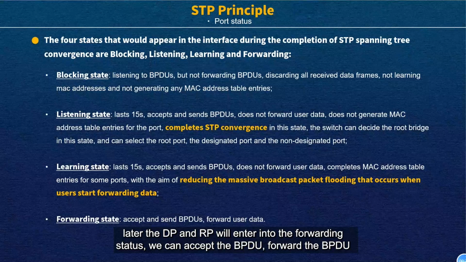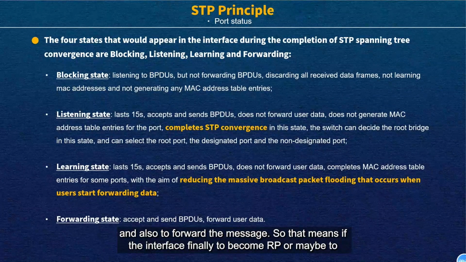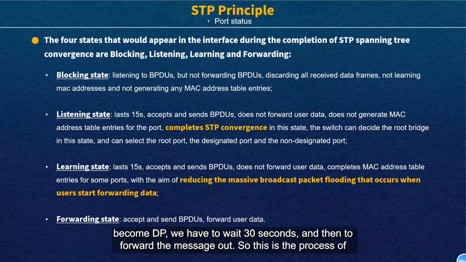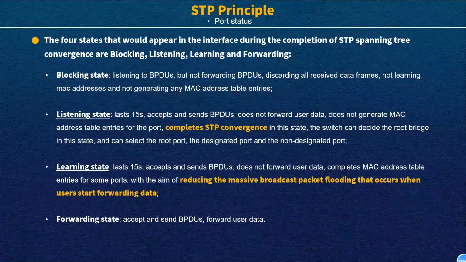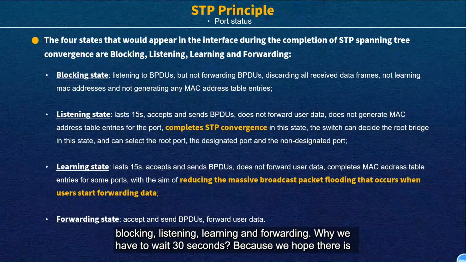And later, the DP and RP will enter the forwarding state. We can accept the BPDU, forward the BPDU, and also forward the message. So that means if the interface finally becomes RP or DP, we have to wait 30 seconds and then forward the message out. So this is the process of blocking, listening, learning, and forwarding.